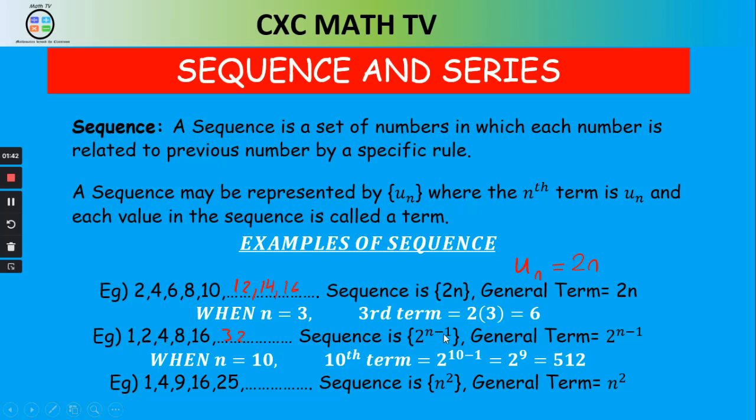So the sequence is 2 to the n minus 1. So 6 minus 1 is 5, so the sixth term is 32. Also, if you wanted the 10th term, you just plug in 10, 2 to the 9. Now down here, notice this is what? Square numbers. So the next one would be 6 squared, 7 squared, 8 squared. So the nth term is n squared. That's a sequence. It's just related to the previous number by a specific rule.